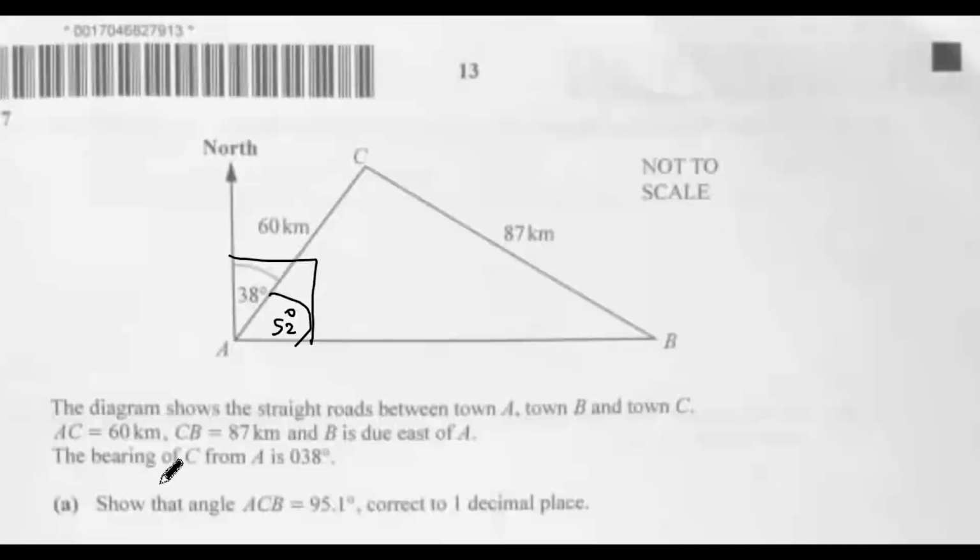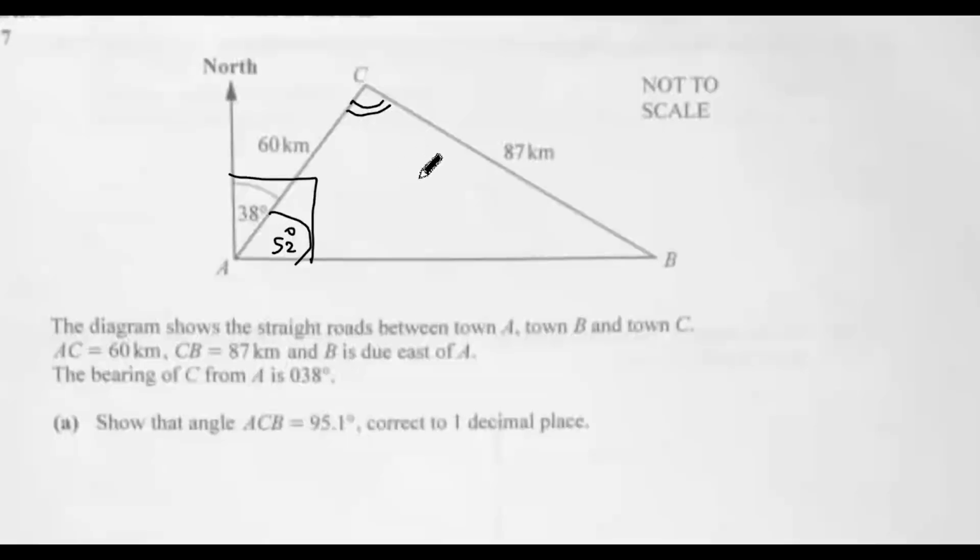The bearing of C from A is given as 038, as you can see here. So show that angle ACB, this angle, is 95.1 degrees, correct to one decimal place. To do this, we need to firstly find angle B, because we cannot find ACB directly. So we can use sine rule to find angle B.